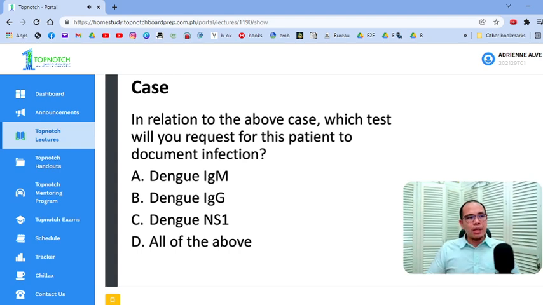Hindi lahat ng may fever na flush ang skin is dengue. So you have to test if this is really dengue. Okay, so one of the readily available tests would be your dengue IgM, IgG, and your NS1. Okay, of course, the gold standard would be detection of dengue particles.